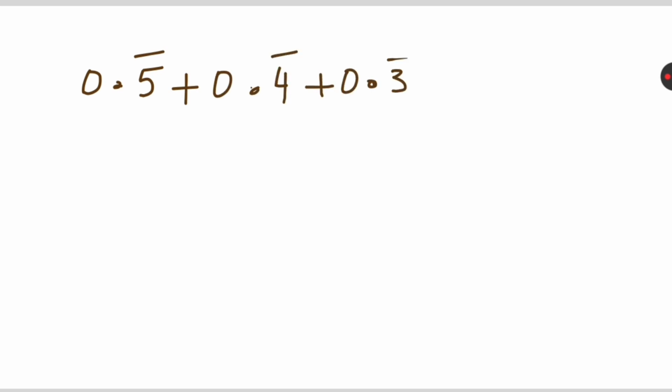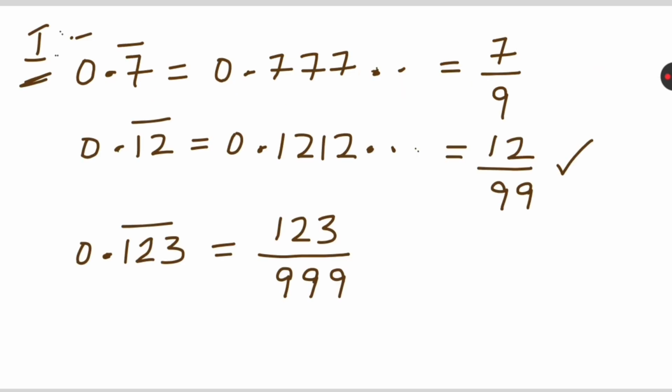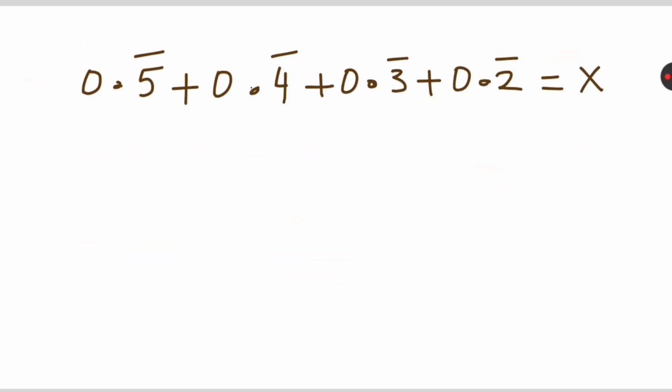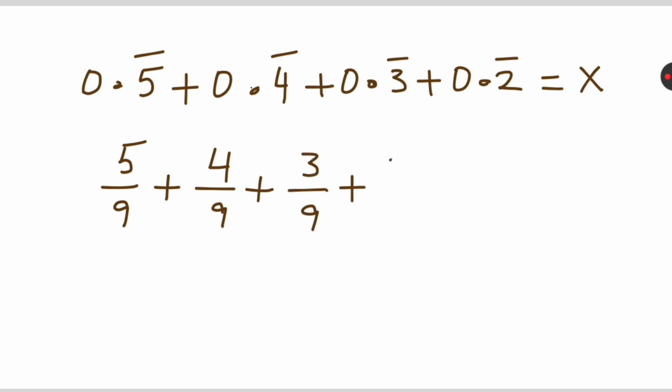Let's take one more. 0.5 bar plus 0.4 bar plus 0.3 bar plus 0.2 bar is equal to x. So what is the value of x? How can you do it? This question belongs to type 1. See here, 0.7 bar, how can you write? It's nothing but 7 over 9. Like that simply, 0.5 bar we can write as 5 over 9, plus 0.4 bar we can write as 4 over 9, plus 0.3 bar we can write as 3 over 9, plus 0.2 bar we can write as 2 over 9.